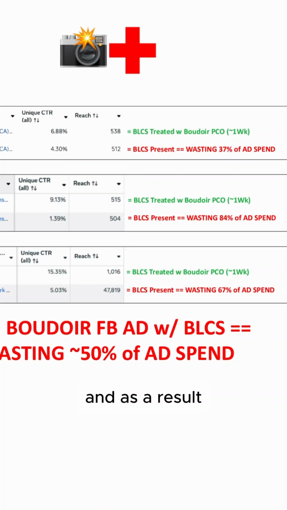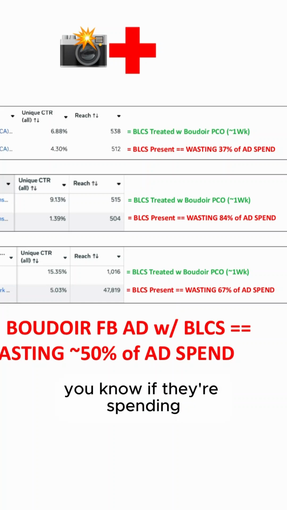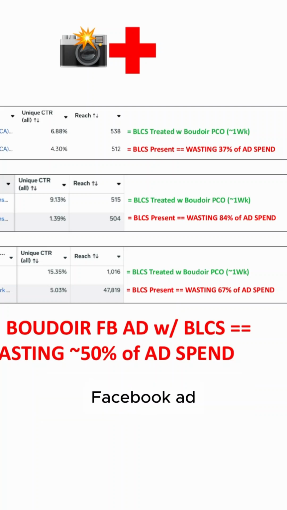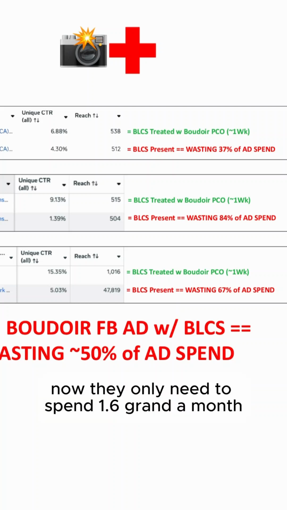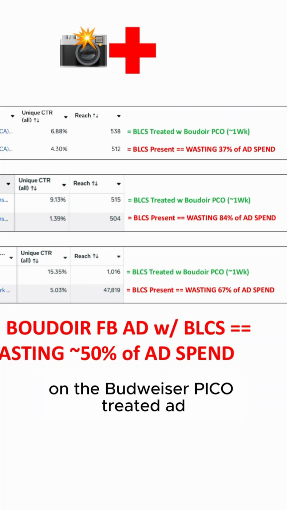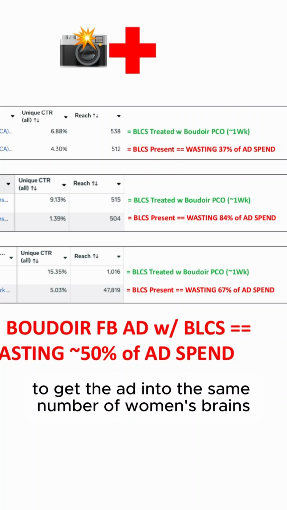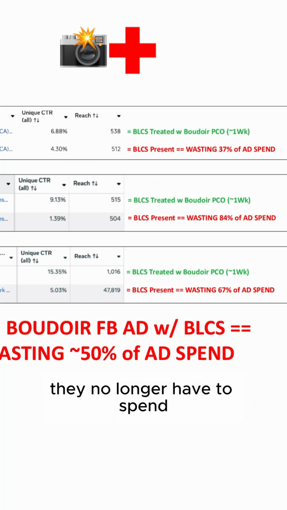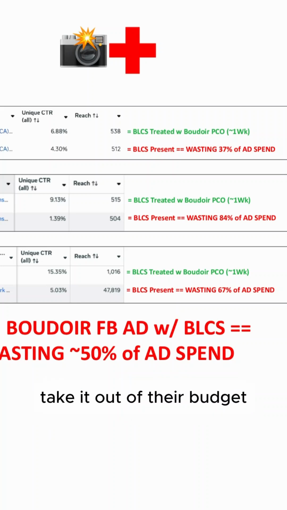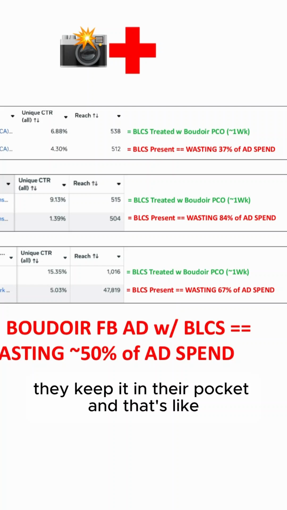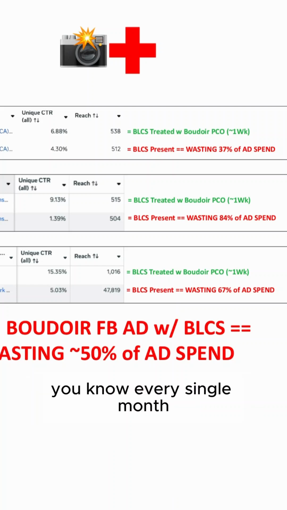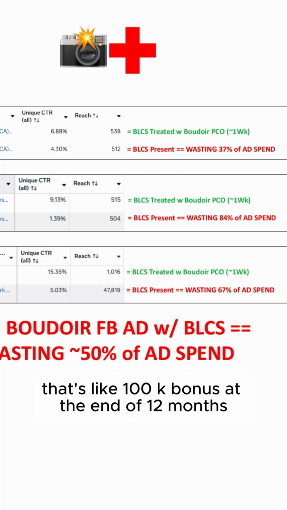And as a result, if they're spending 10 grand a month on the original Boudoir Facebook ad, now they only need to spend 1.6 grand a month on the Boudoir Pico treated ad to get their ad into the same number of women's brains. So $8,400 a month they no longer have to spend, take it out of their budget, they keep it in their pocket, and that's like a 100K bonus at the end of 12 months.